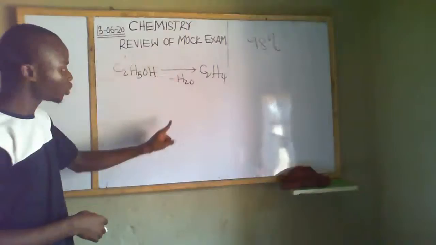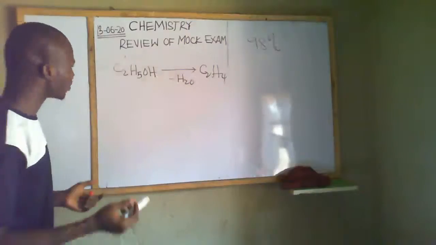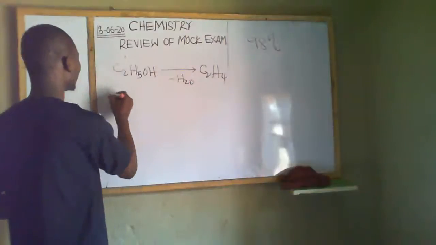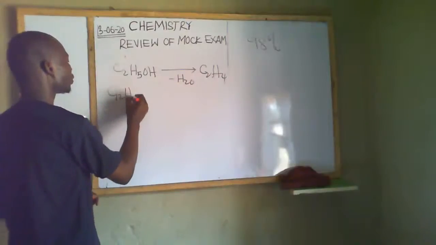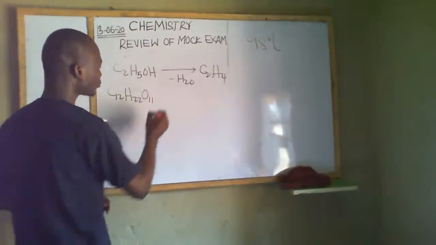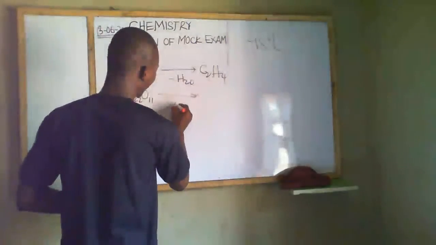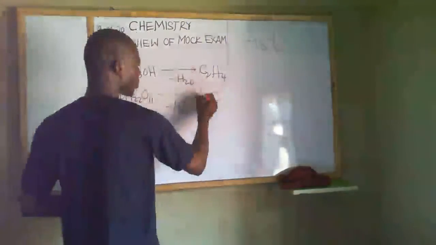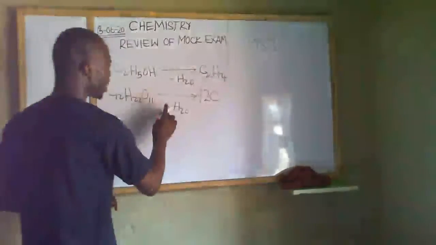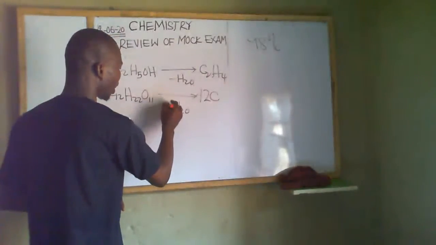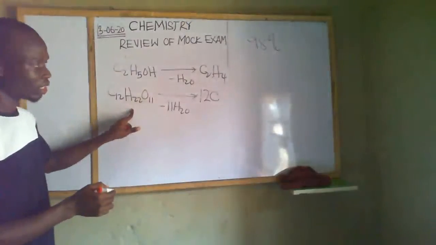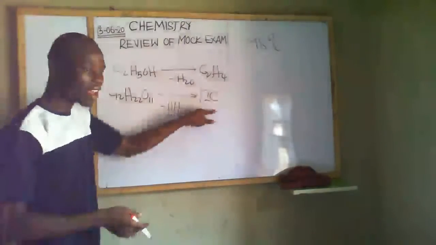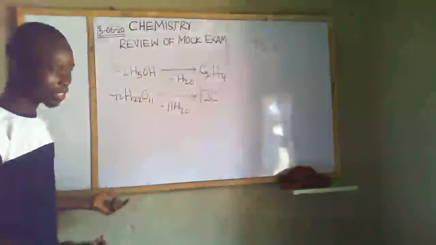An example can also be found in the dehydration of sugar, sucrose. Sucrose is C12H22O11. When you remove water from this, it will give us only carbon. We are going to have 12 carbon, meaning that 11 molecules of water are removed from this. The chemical nature has changed. This is a sugar. This is a mere carbon, charcoal. Can you get the difference between the two?